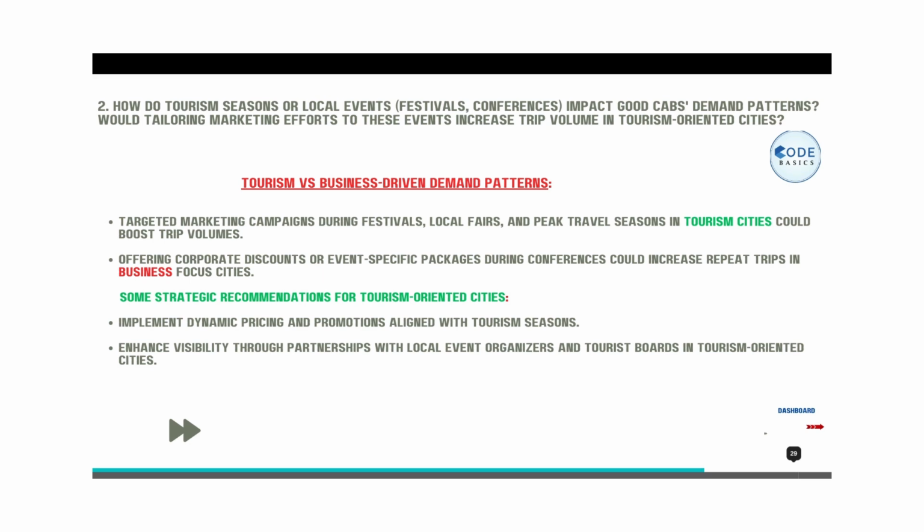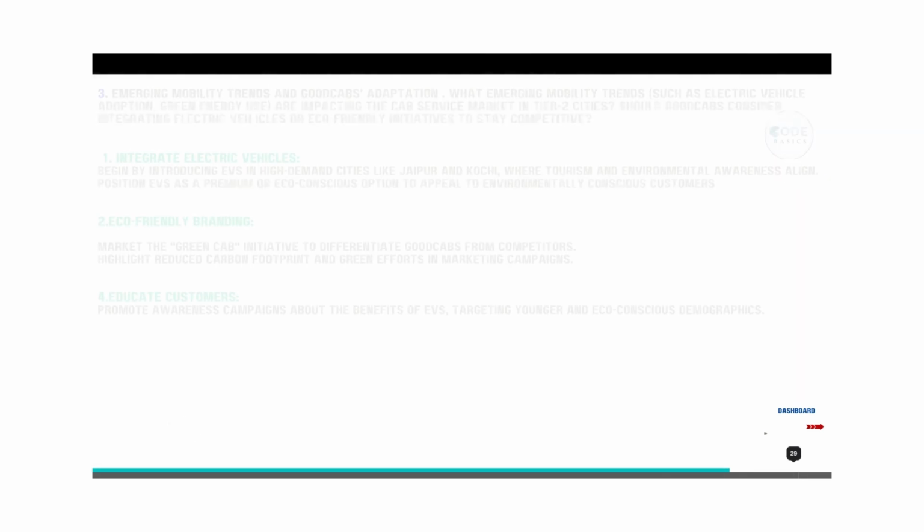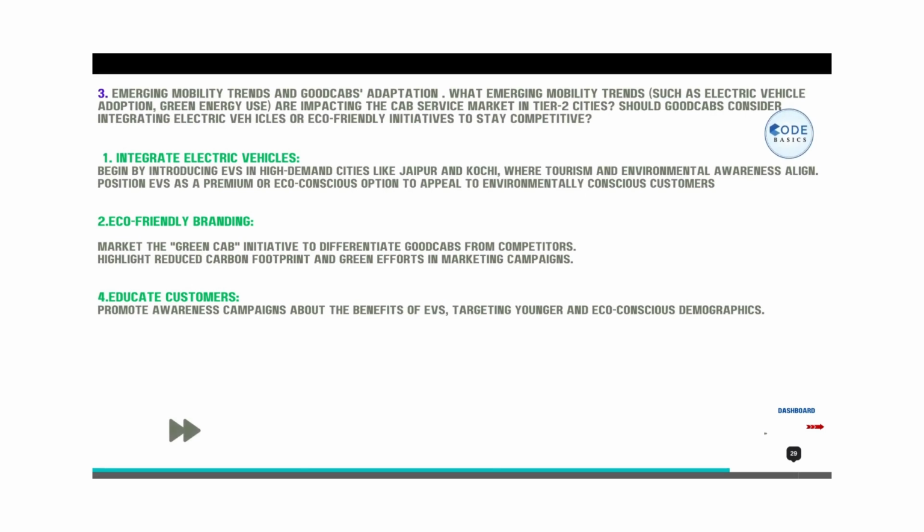And next one is enhance visibility through partnership with local event organizers and tourist boards in tourism-oriented cities. Third question is emerging mobility trends and Good Cabs adoption. What emerging mobility trends are impacting the Good Cabs market in tier 2 cities?